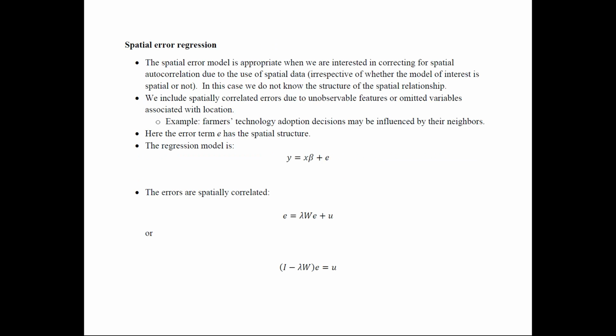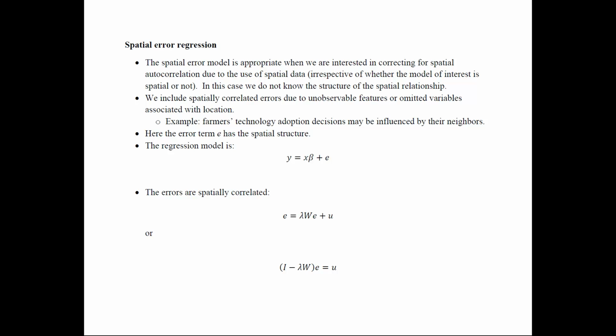Okay, so contrasting would be the spatial error regression, and this model would be appropriate when we're interested in correcting for the spatial autocorrelation due to the use of spatial data. But that would be regardless of whether the model would be spatial or not. So in this case, we will not know exactly what the structure of the spatial relationship is. So we would include the spatial correlated errors due to unobservable features or omitted variables.